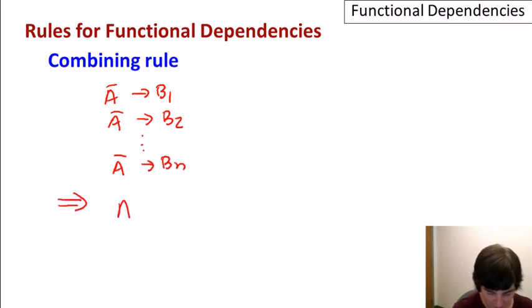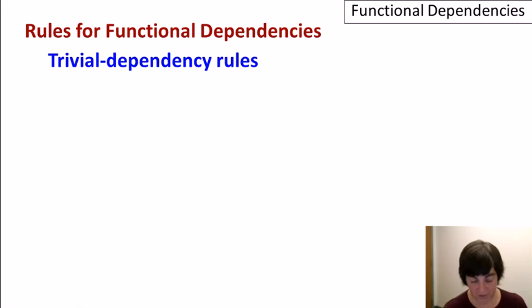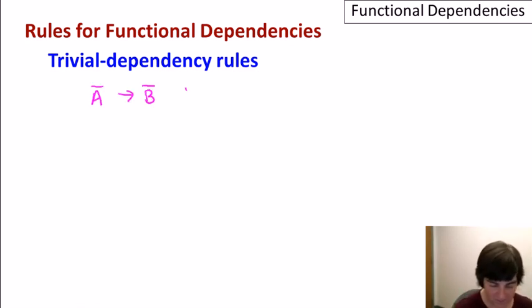The combining rule is the inverse of the splitting rule. It says if we have A determines B1 and we have A determines B2 and so on up to A determines Bn, then we also have A determines B1 through Bn together.